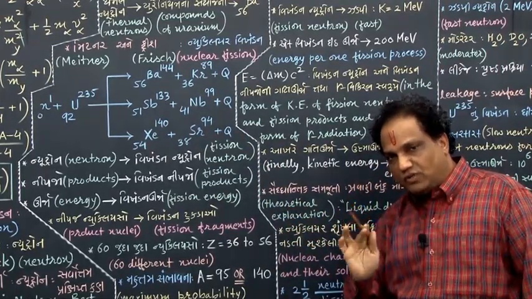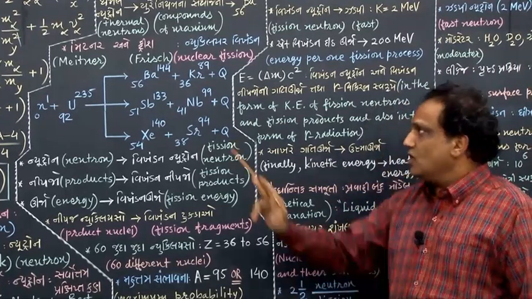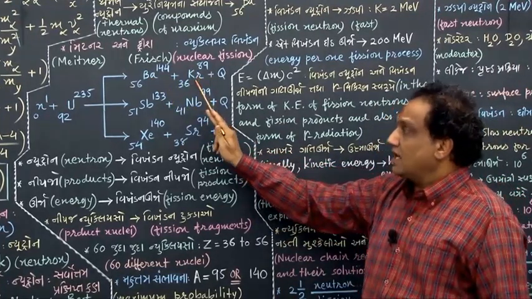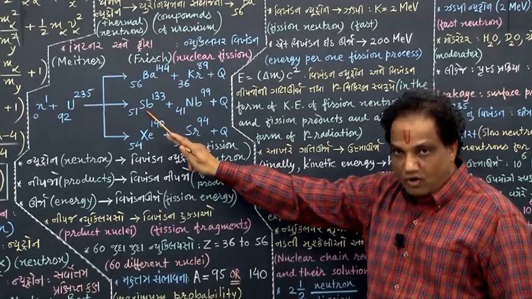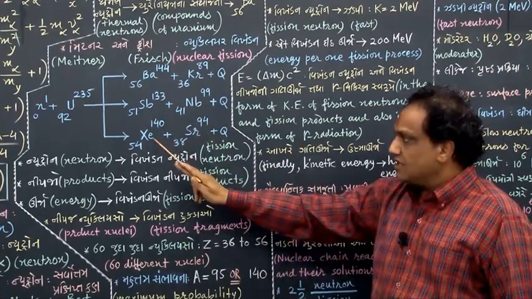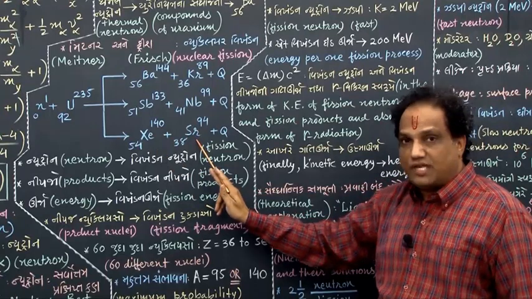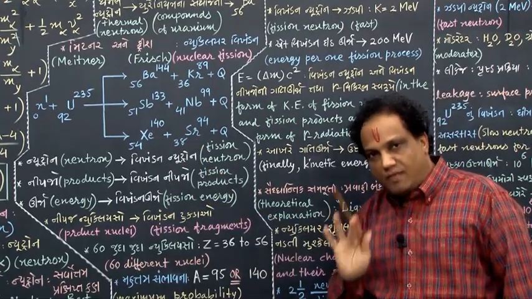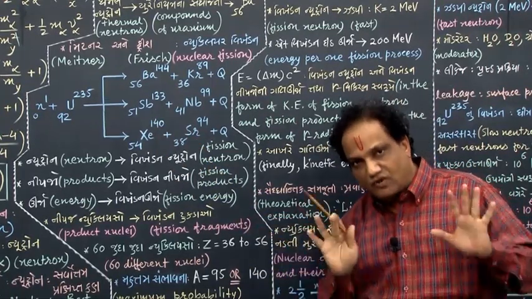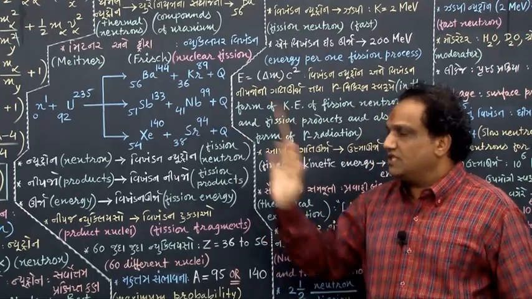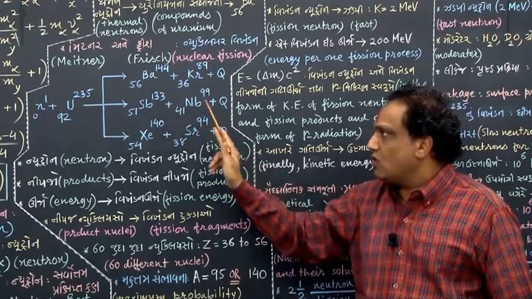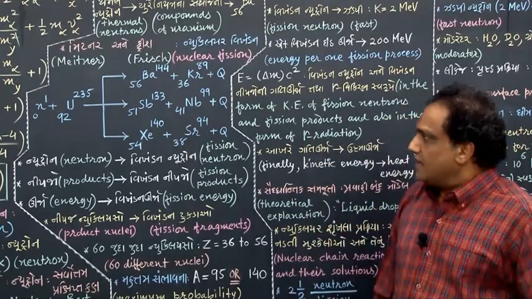Once again, I remind you the names of different elements. Look here, barium, krypton, antimony, niobium, xenon, strontium, correct? If you can remember the names, well and good. If you cannot, don't bother, because in the examination you would write simply these symbols. Okay, fine.